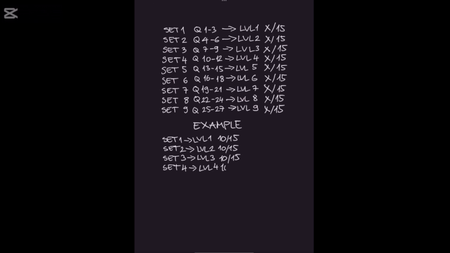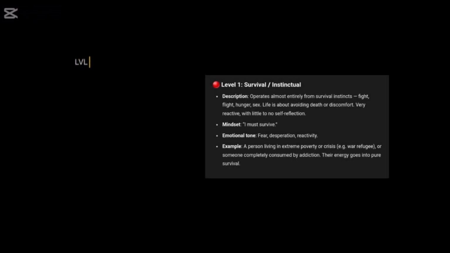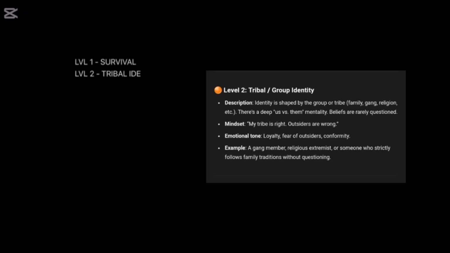So for example, if for all of the sets of the questions you scored 10, but for level 6 you scored a 14, that means that currently you are resonating most with level 6. You are at a level 6. So for level 1, or questions 1 through 3, if you scored most on this level, that means you are at a level of survival. For level 2, 4 through 6, you are at a level of tribal identity.